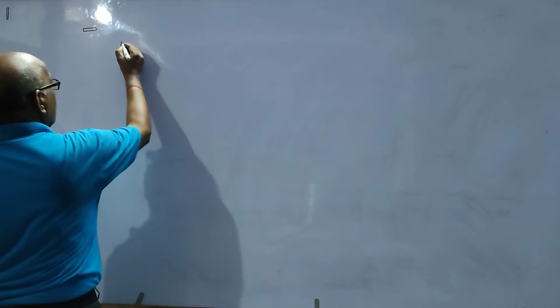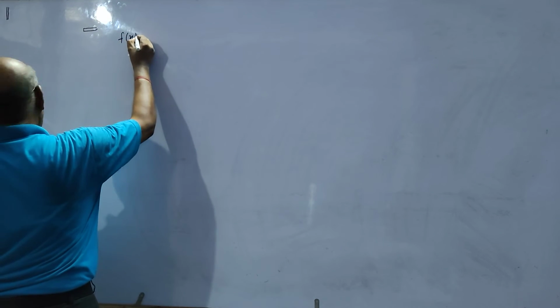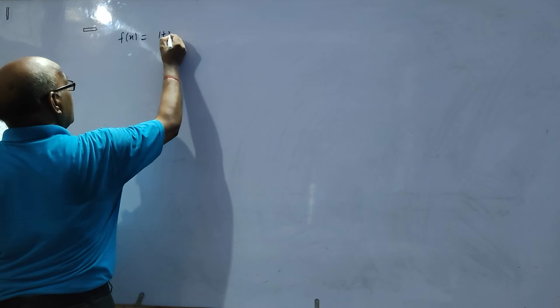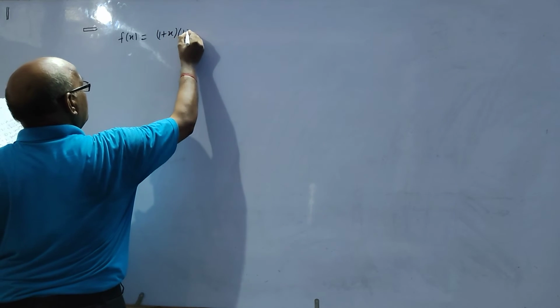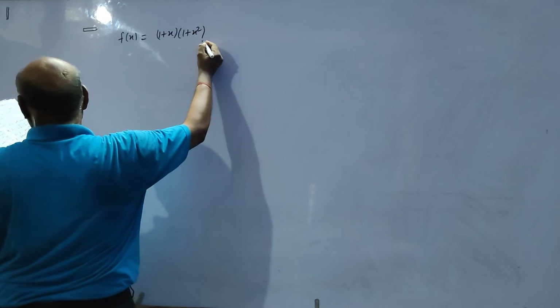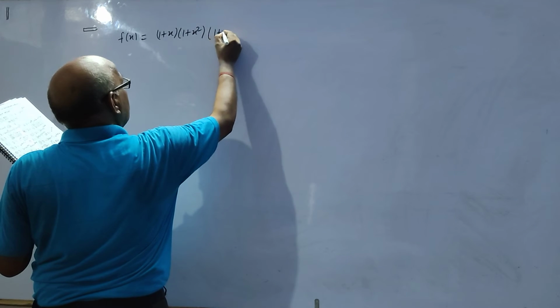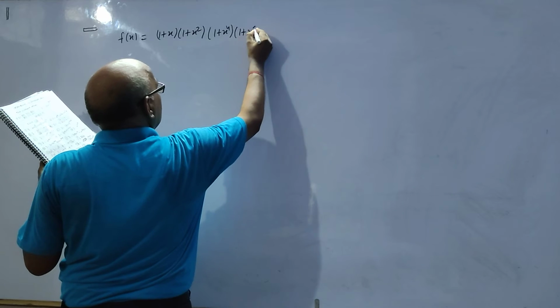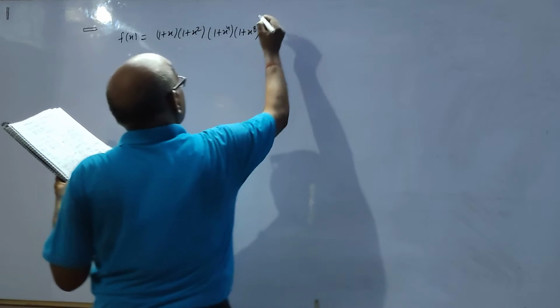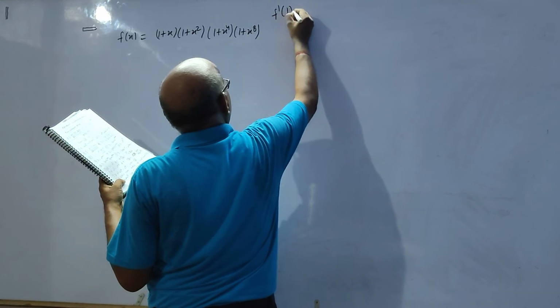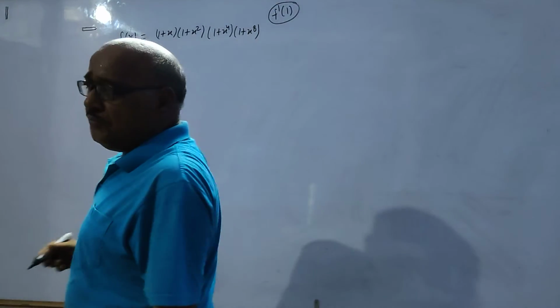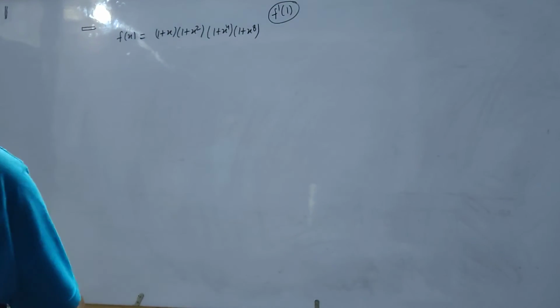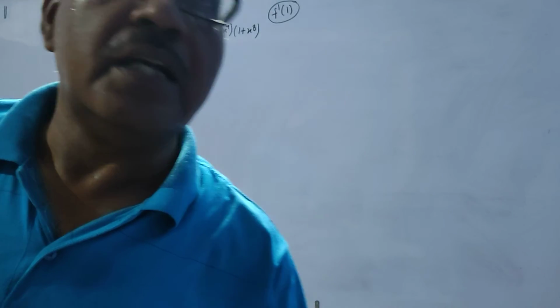Now one problem I am taking here, that is, यहाँ पर दिया हुआ f of x is equal to 1 plus x into 1 plus x square into 1 plus x to the power 4 into 1 plus x to the power 8, and you are supposed to find out the value of f dash 1. You know meaning of f dash x? F dash x means d over dx of fx.